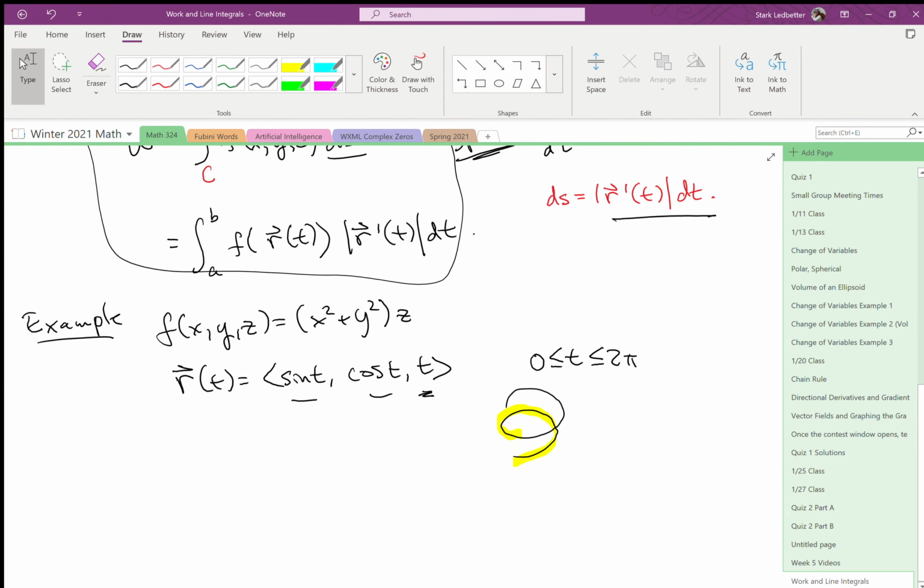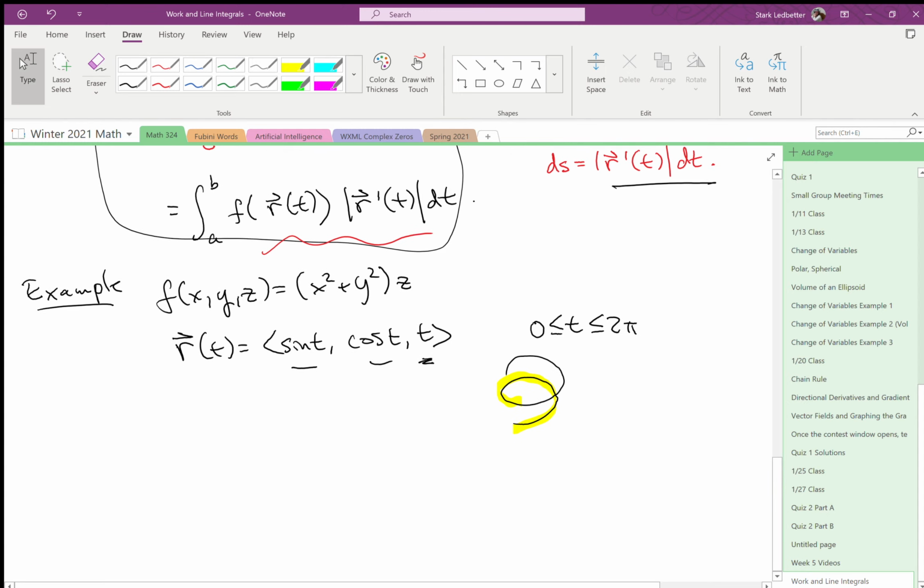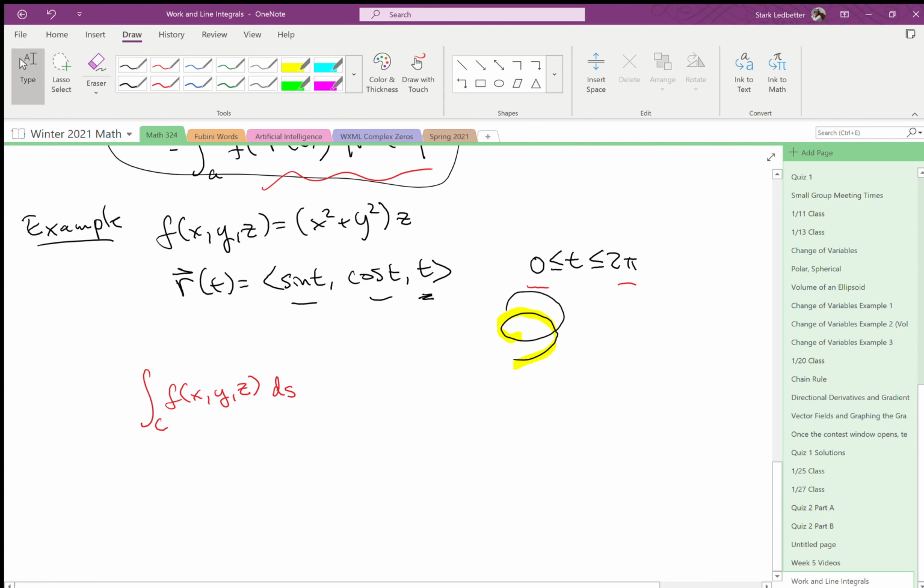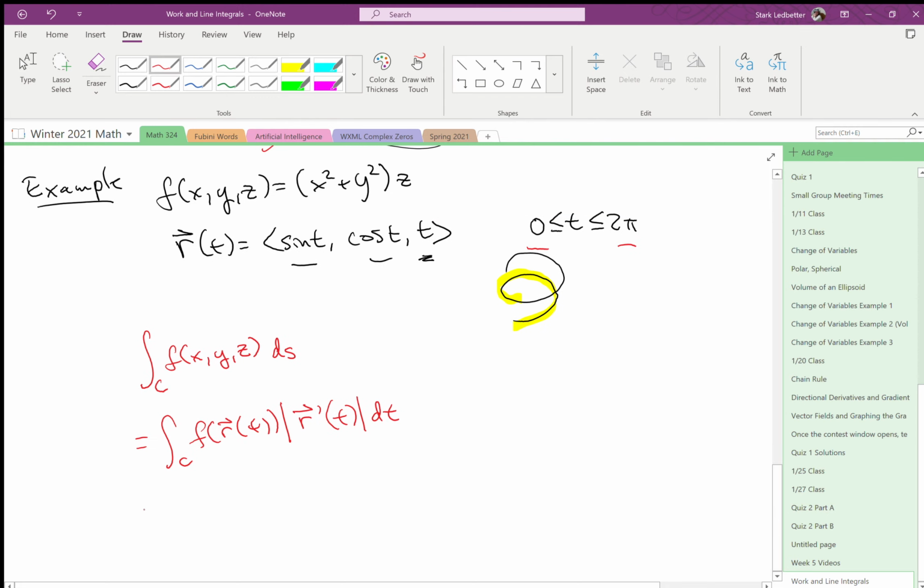So we'll just use the formula. We'll use this bottom one. So we need to plug in a to b. A is 0 and b is 2 pi. Okay, so I'll just write out what we're looking for, which is the integral of our f function with respect to the direction we're going. So that is, according to the formula, f of r of t times the magnitude of r prime of t dt, and then we'll just figure out what all that is. So we've got to go from 0 to 2 pi.